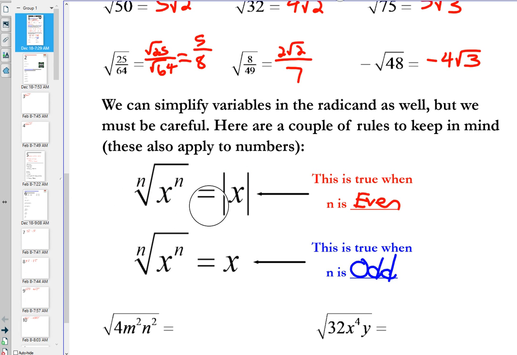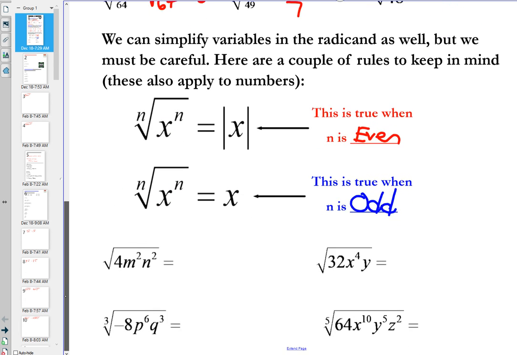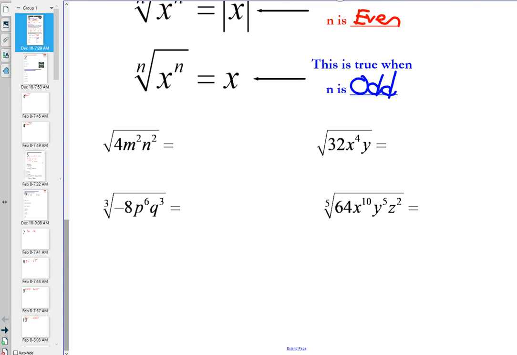But here we go. Wow, perfect example. Look at this first one here. That says square root of 4m squared n squared. What type of index is a square root? It is even. If it was odd, I wouldn't be worried about anything, but it is even. And you should know from earlier that this is the same thing as saying square root of 4m.